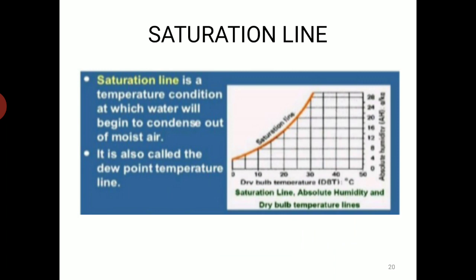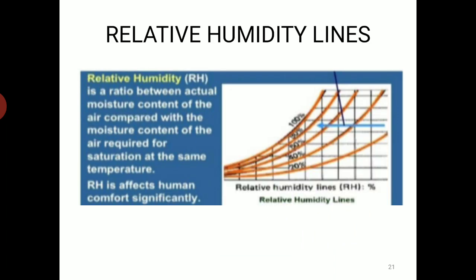So this is the saturation line. Then the next lines are the relative humidity lines. The continuous curved lines 10, 20, 30, 40, 50, 60, 70 up to 100% are called relative humidity lines. In calculation we have seen phi is equal to PV by PS. That we found by calculation, and the same thing we can obtain directly from the chart. So these are called relative humidity lines.